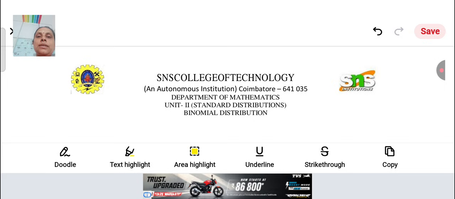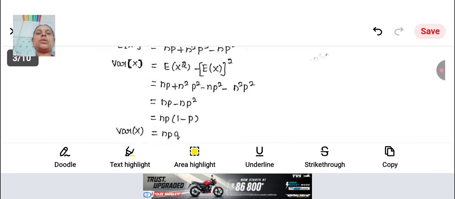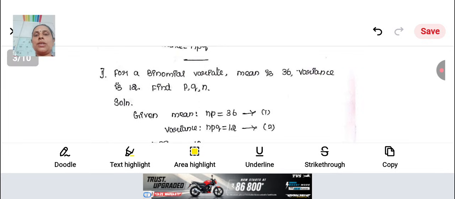In the previous class, we discussed the binomial distribution, moment generating function, mean and variance. Using this moment generating function, mean and variance, we are going to solve the basic problems for the binomial distribution. So now we are going to see the basic problems.